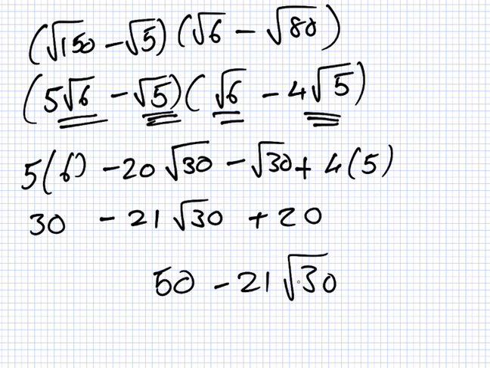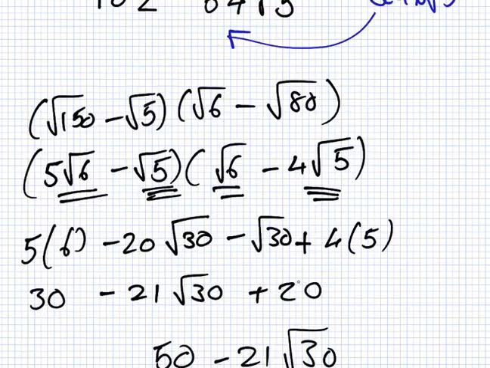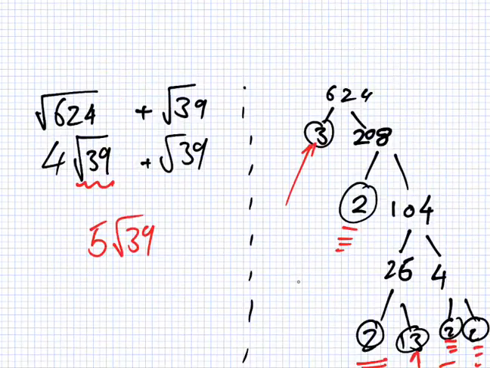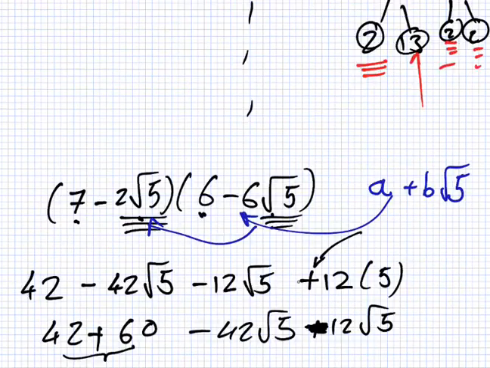Okay, do you have that? Yep. Okay, so let's look at the last type. So far we've looked at multiplying, and we've looked at adding and simplifying. So now let's look at dividing. So for example, if you have minus 10 plus root 147 over minus 2 plus root 3.